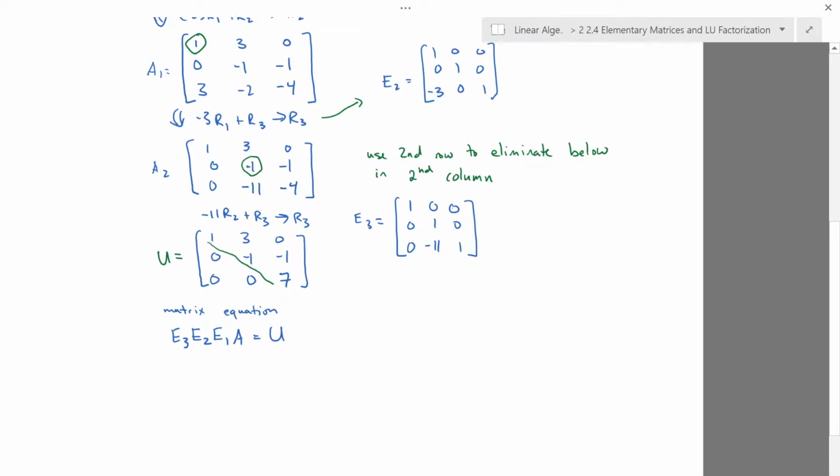And the result of this is I produce U. Now solving this for A by taking the inverses, if you remember, it reverses the order of the elementary matrices. So this will say A is equal to E1 inverse, E2 inverse, E3 inverse times U, and multiplying these together will give me my lower triangular matrix.